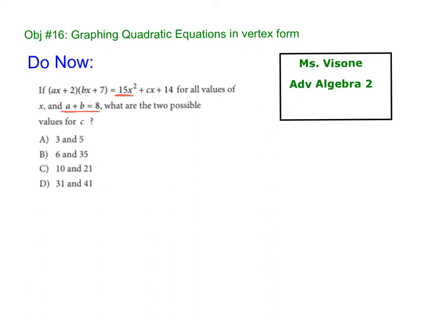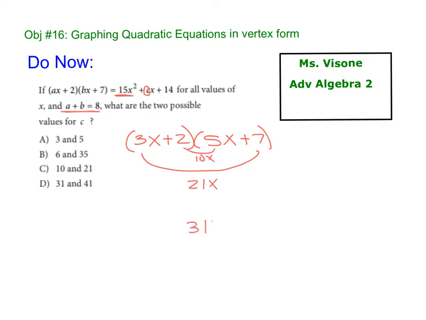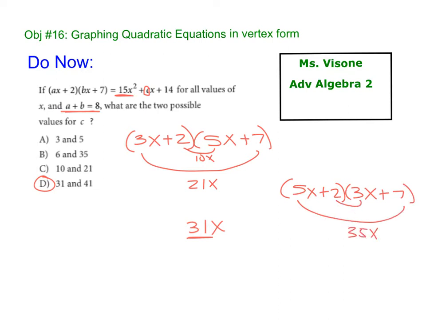3 plus 5 is 8, and then 3 times 5 is 15. So that means this could be 3x plus 2 and 5x plus 7. So it wants to know what's that middle term if we multiply this out. So that gives us 21 and 10. 21 and 10 gives us 31x. So that means it's D. If you switch your 5 and your 3 and you did 5x plus 2, 3x plus 7, that gives you 35x and 6x, which adds up to 41x.